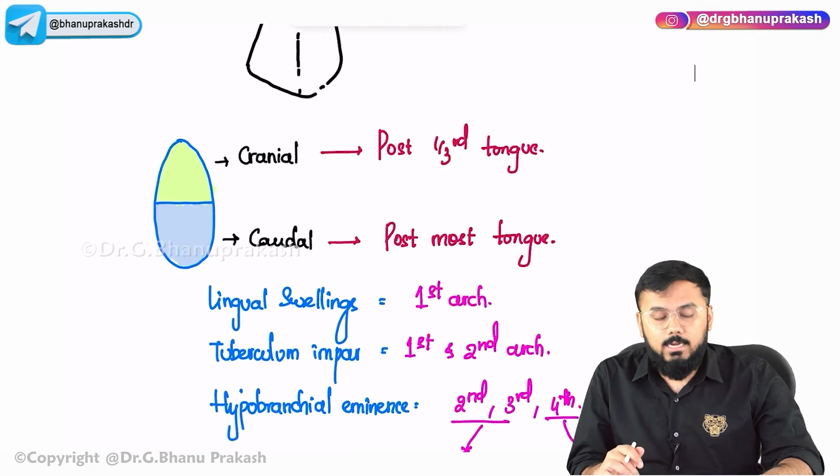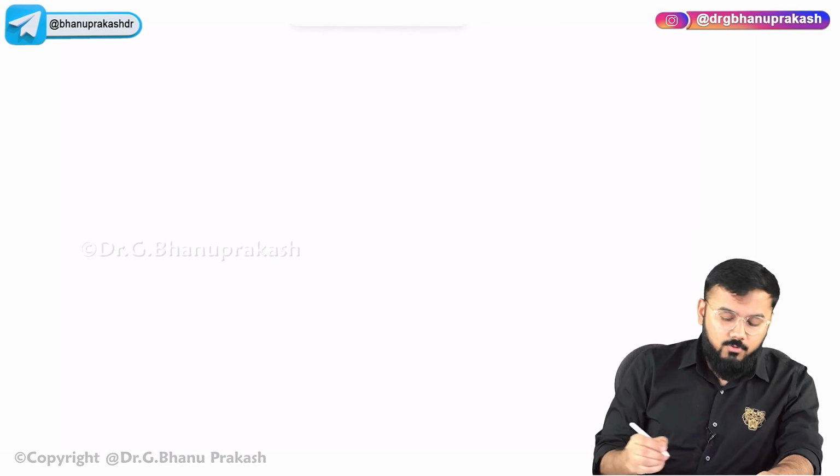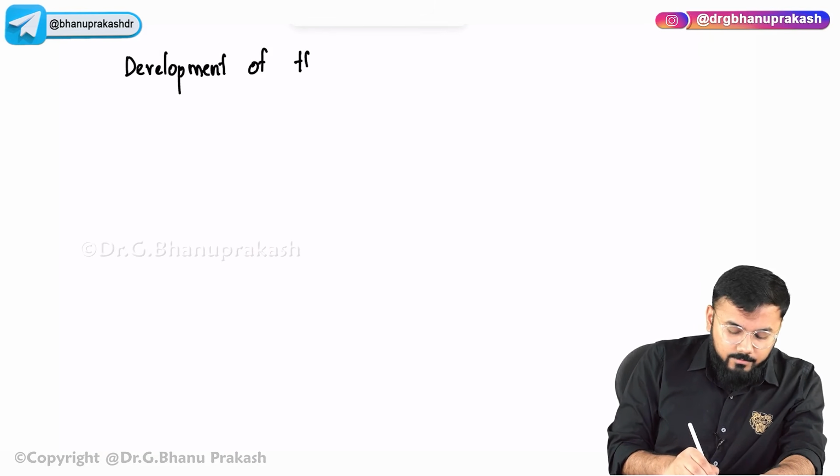So these are some of the important points you need to know regarding the development of the tongue. Now we shall be discussing the development of the thyroid gland. Development of the thyroid gland.